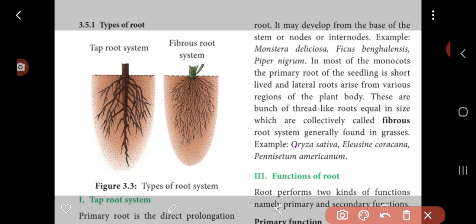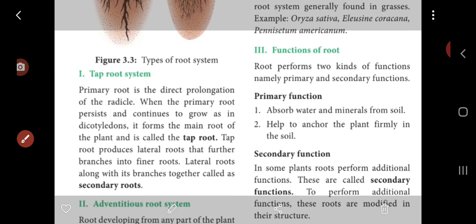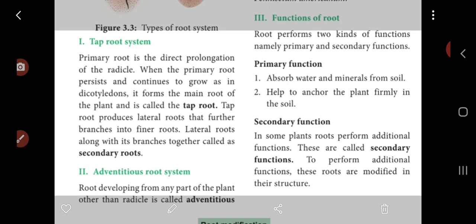Now we will see the functions of root. Roots perform two kinds of functions, namely primary and secondary functions. We divide these functions into two. The primary function is the main job the root performs. Then the secondary function comes next.